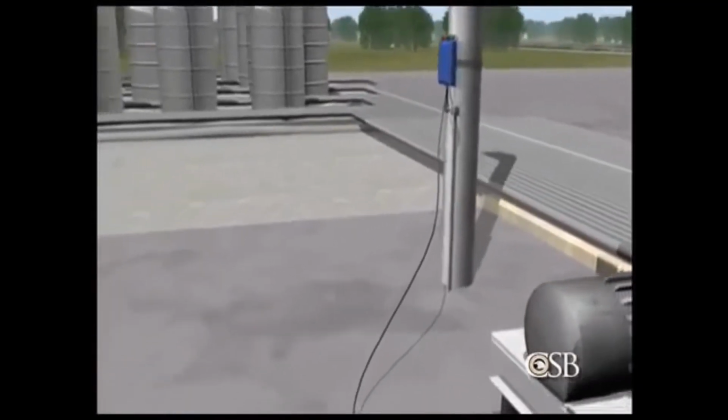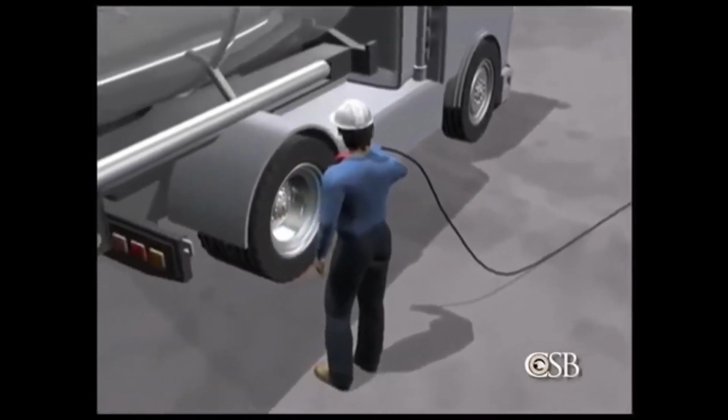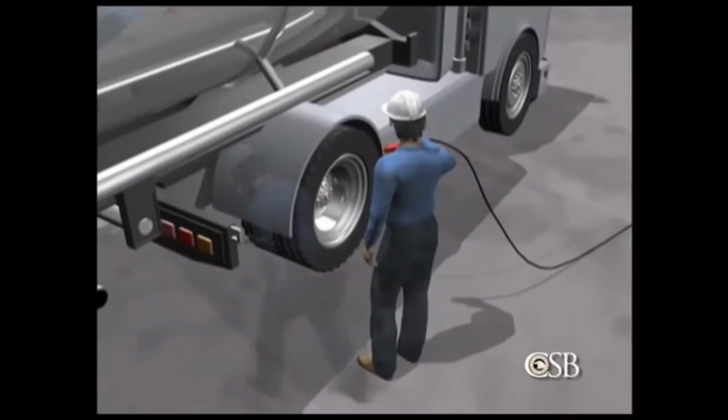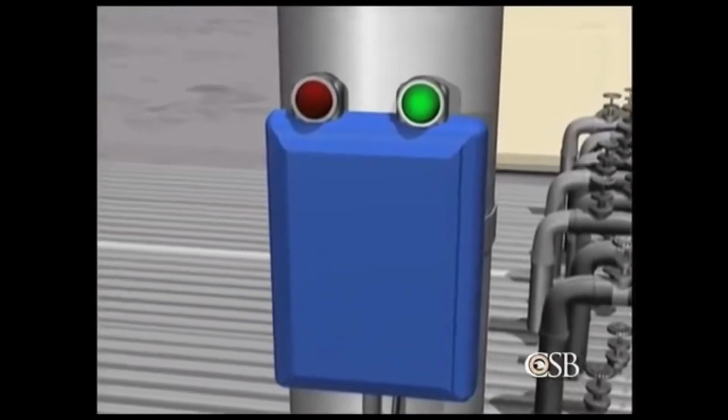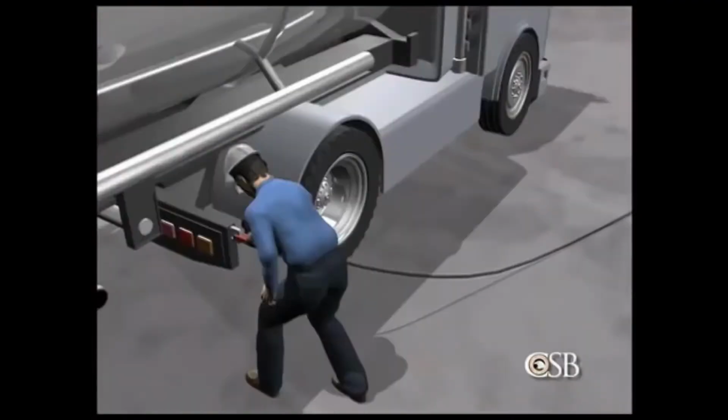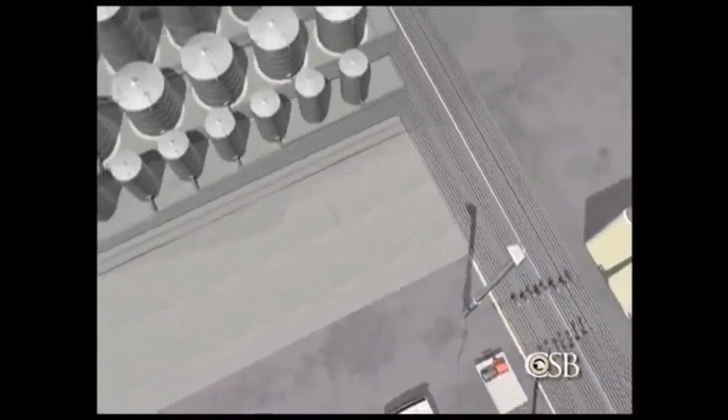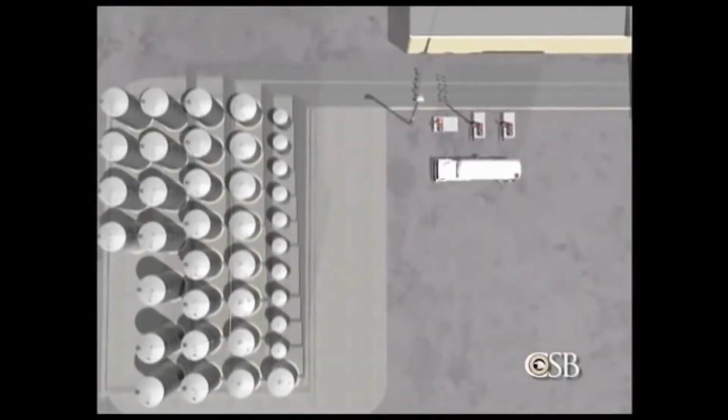Because liquid flowing through pipes and valves generates static electricity, which can ignite flammable vapor, the tank farm supervisor connected a cable between the truck and an electrical grounding station. In addition, all the equipment involved in transferring the liquid was bonded, that is, connected together with electrical conductors and grounded.